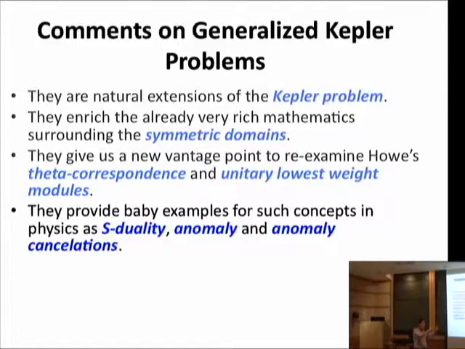And on one side, there's a hidden symmetry. The actual symmetry is bigger, but it's hidden. But on the other side, that same amount of symmetry is explicit. Okay. Now back to the Kepler problem.